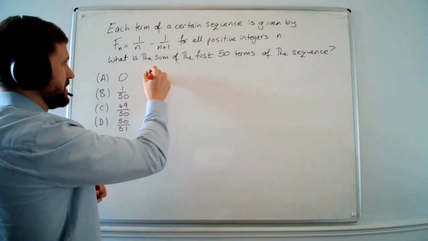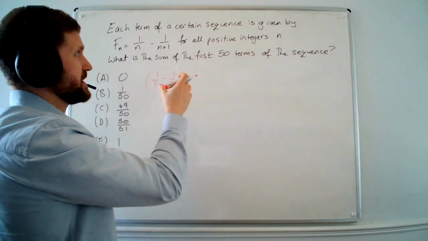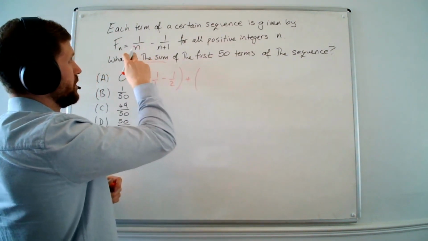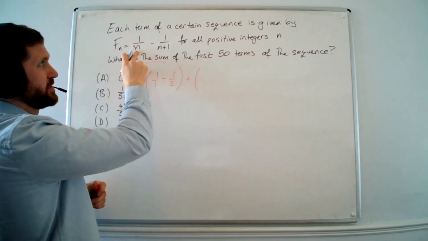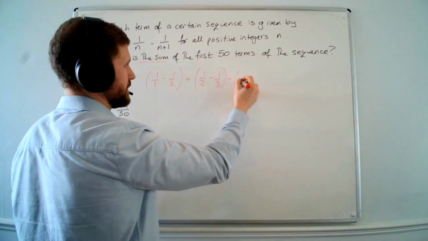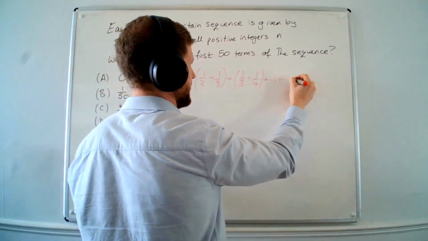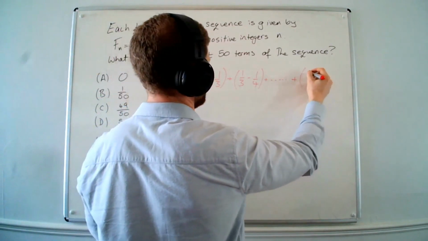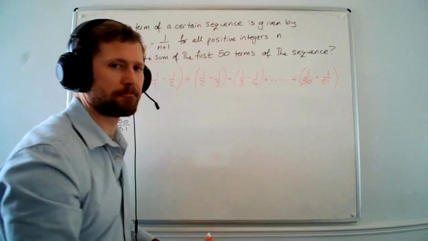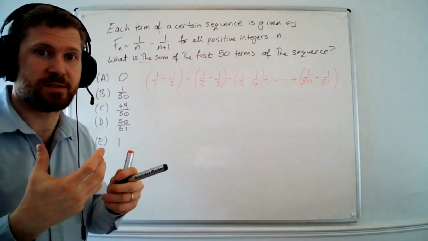So the first term would be 1 over 1, take away 1 over 2. The second term, and I'm looking for the sum, so I would add these. The second term, well, if I put 2 in for n, I'm going to have 1 over 2 minus 1 over 3. Keep going. The third term would be 1 over 3 minus 1 over 4. All the way up to the last term, which would be 1 over 50, take away 1 over 51. All right, so having written that out, what I hope you're seeing is that there's a bit of a pattern here.